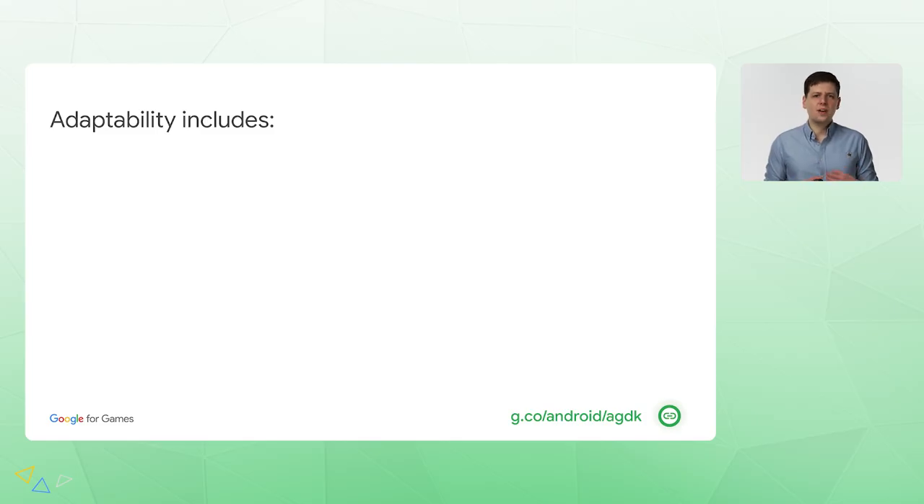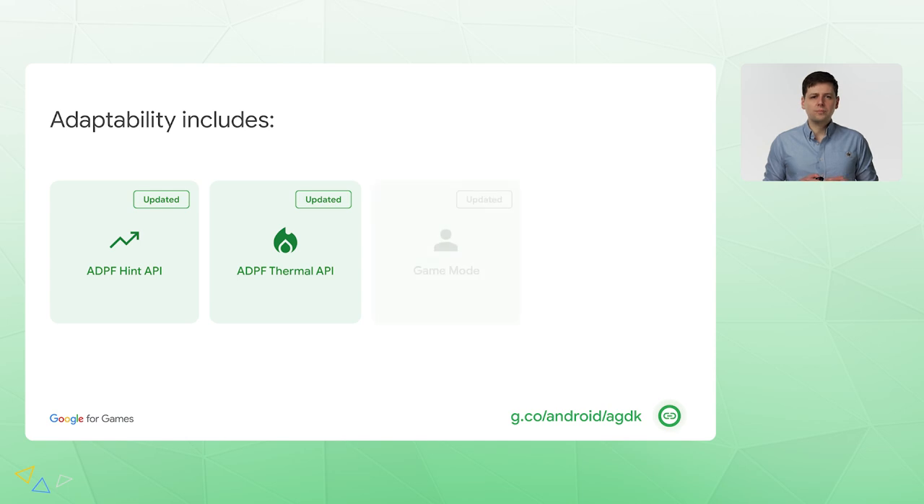The key elements of our adaptability suite are the ADPF Hint API, which helps the OS ramp up and ramp down CPU frequency based on what's going on in your game. The ADPF Thermal API, that gives your games signals about how close you are to being thermally throttled. Game Mode API, which advises you about the user's preference for performance or battery. And lastly, the Game State API, which lets you tell the OS about what you're doing so that it can adjust to meet your performance needs. Unlike the other elements of the AGDK, several of the adaptability elements include direct system calls, so you will have OS dependencies. Now I'll pass over to Payong to go into a little more detail on these tools and libraries.